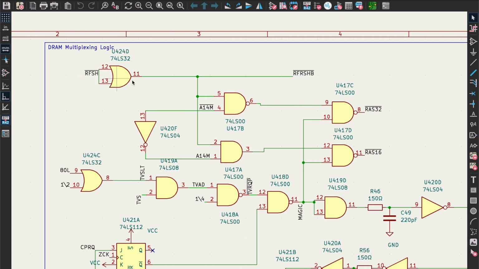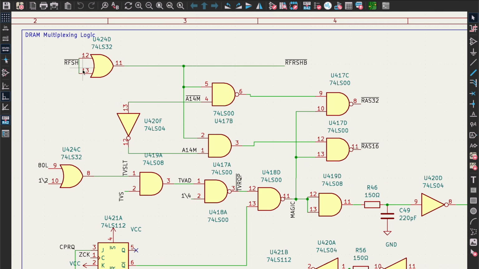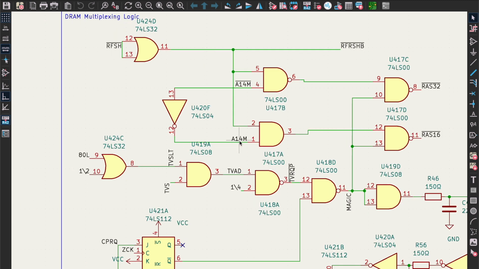Anyway, to generate these RAS13, RAS16 and RAS32 signals, we can see that we've got a refresh signal coming in here, which I assume is being buffered. That's why it's going through an OR gate. We've got a buffered version of the signal, I guess. And we've got A14 from the main board, the 15th address signal. Basically, we've got refresh and A14 going into this NAND gate here, and then refresh and the inversion of A14 going into this AND gate here, which then go over to generate RAS32 and RAS16.